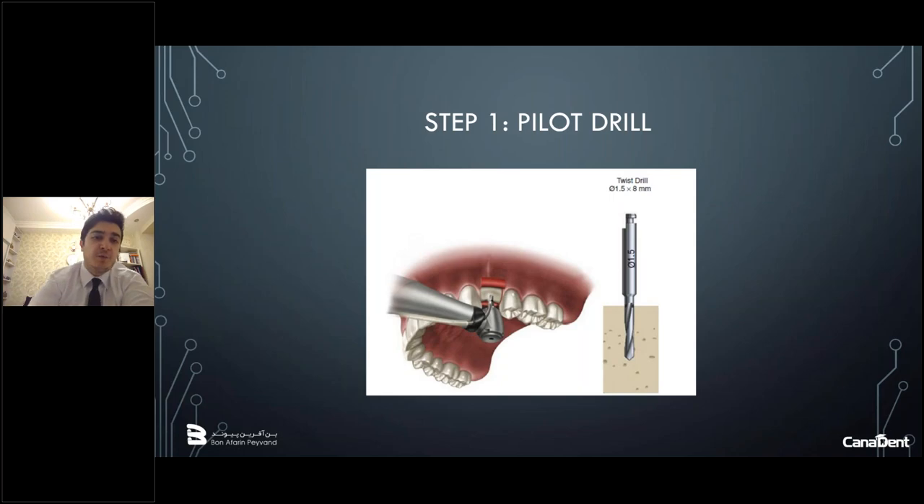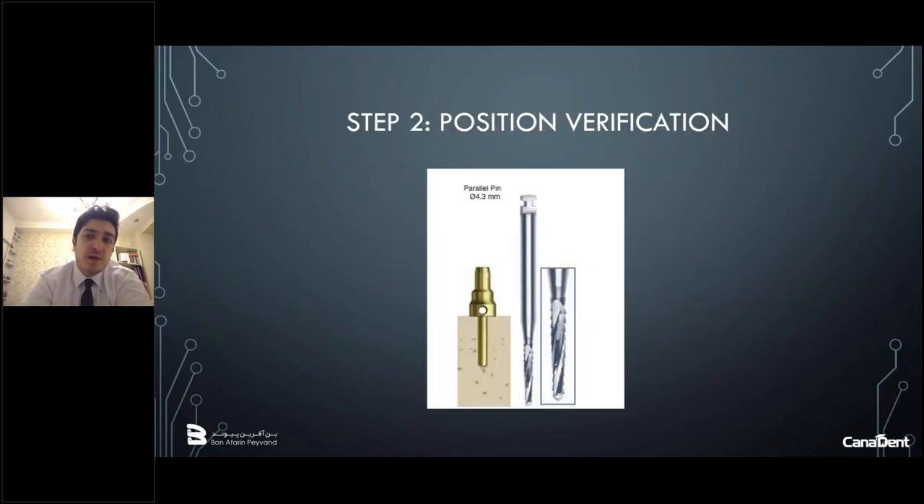So step two would be the position verification. Position verification is done with a drill which is called the parallel pin. Once the initial osteotomy is prepared, it is assessed for ideal positioning. If incorrect, the osteotomy location may be stretched to the proper location by a side cutting drill called the Lindemann bur. This bur makes the hole oblong toward the corrected center position, which is ideal for us. After the new position is obtained, it should be deepened 1 to 2 millimeters beyond the depth of the initial osteotomy. Okay, so we need to assess the correct position.